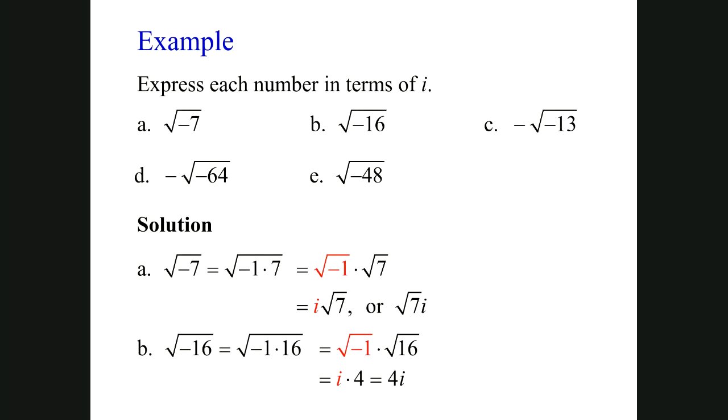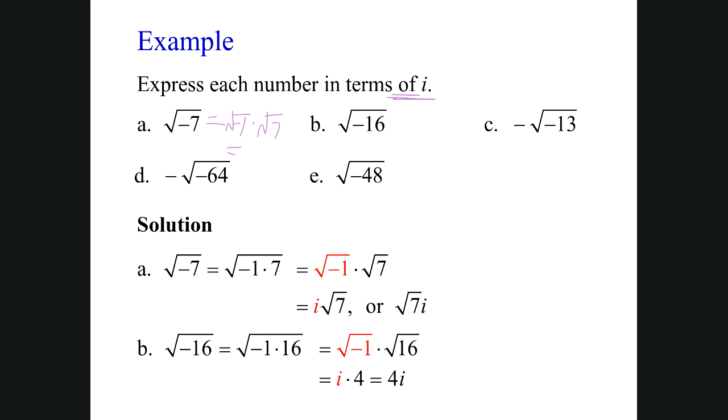Now let's look at this one. How do I express this in terms of i? If you do the homework and you have the square root of -7, you cannot leave it as a final answer. You have to write it as the square root of -1 times the square root of 7, and then the square root of -1 is i.